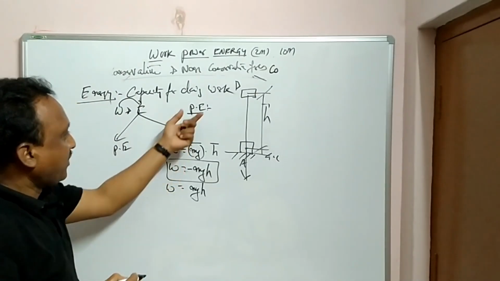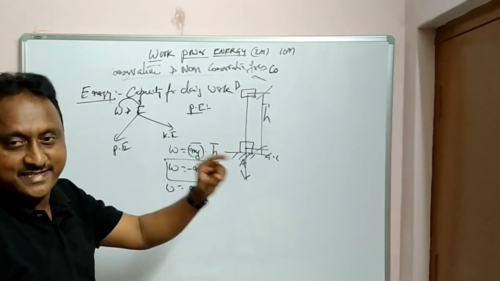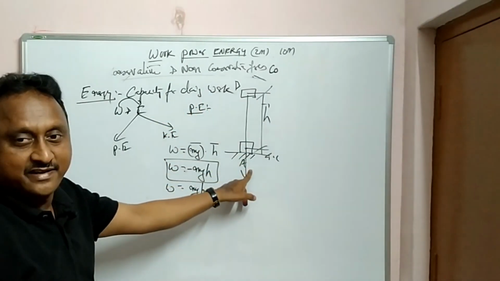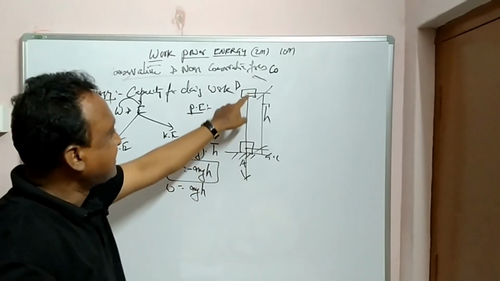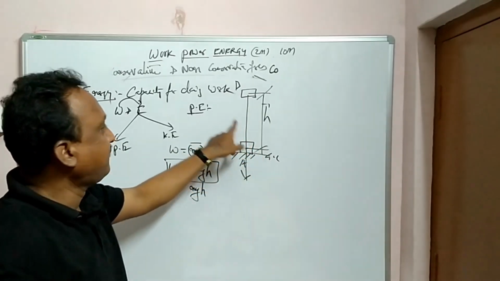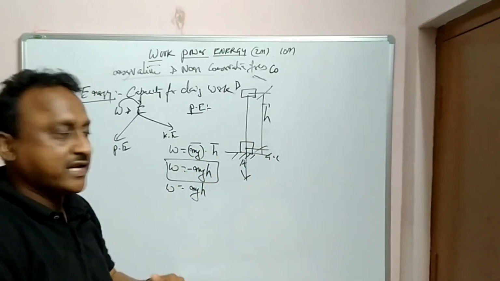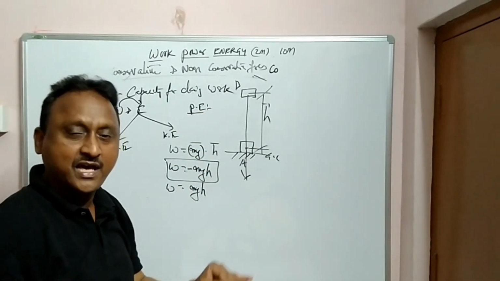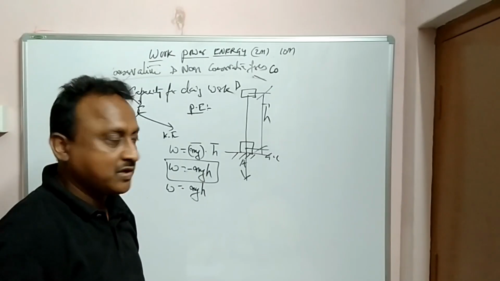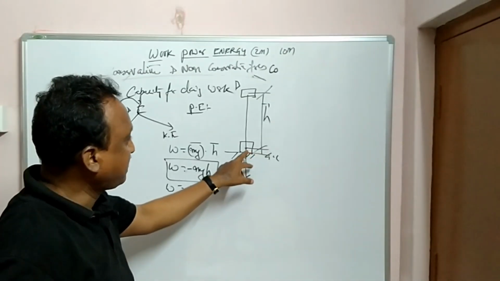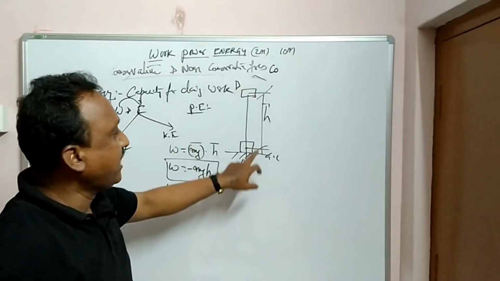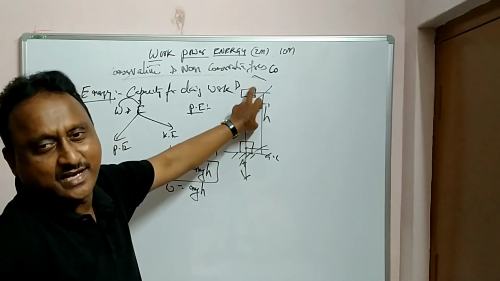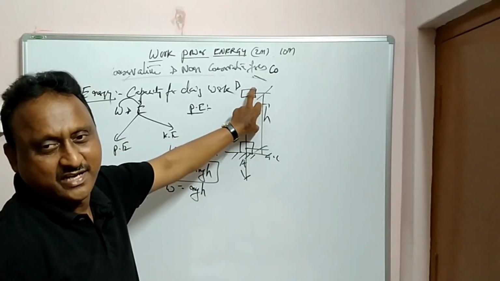So potential energy means energy possessed by virtue of its state with respect to the center of mass of the body. How to define PE? Potential energy is the energy possessed by the virtue of its state or position with respect to the center of mass of the body. Here also we need to consider its center of mass for potential energy.